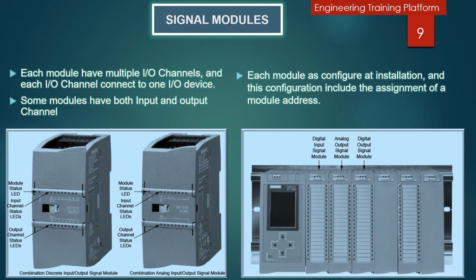The number one you can see is the CPU, and next to the CPU are the digital input signal modules, analog output signal modules, and then digital output signal modules, and next the power supply and communication modules. By this, we have to install them on the mounting rail.